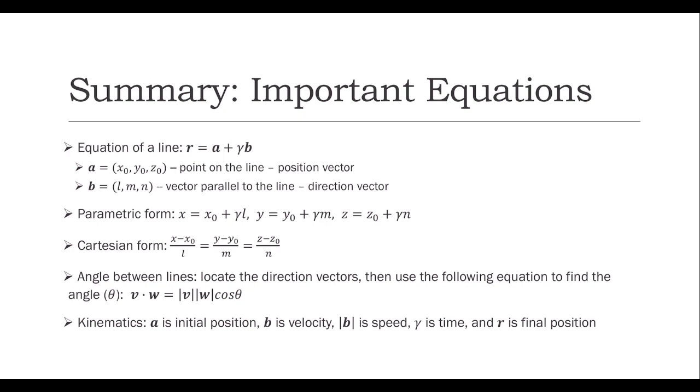So in summary, the equation of a line is r equals A plus gamma B, where A is the position vector and B is the direction vector. In parametric form, it would be written like this, and in Cartesian form, it would be written like this. To find the angle between the lines, you'll locate the direction vectors, then use this equation here to find the angle. And finally, for kinematics, your A vector is the initial position, your B vector is the velocity, where the absolute value of that is speed, gamma is time, and your r vector is the final position.